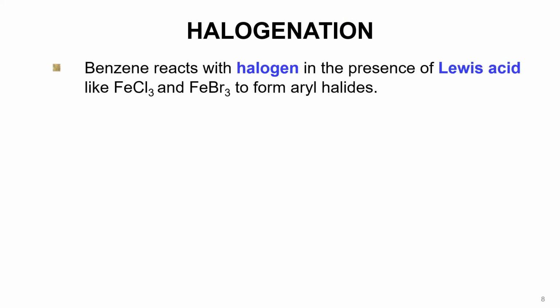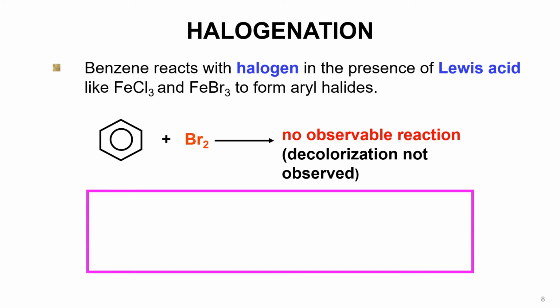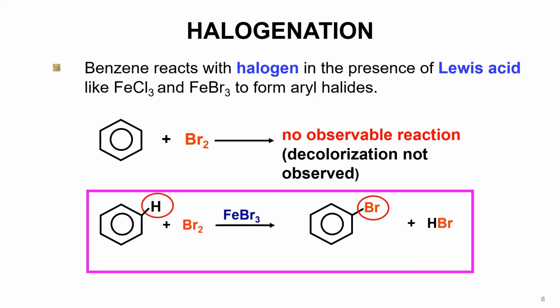Halogenation. Benzene reacts with a halogen in the presence of a Lewis acid like FeCl3 and FeBr3 to form aryl halides. For the first reaction, benzene does not react with bromine without a Lewis acid catalyst. Lewis acid is very important for the halogenation reaction. The second reaction occurs in the presence of the catalyst. A bromonium ion adds to the benzene ring in place of this proton to form bromobenzene and the side product HBr.